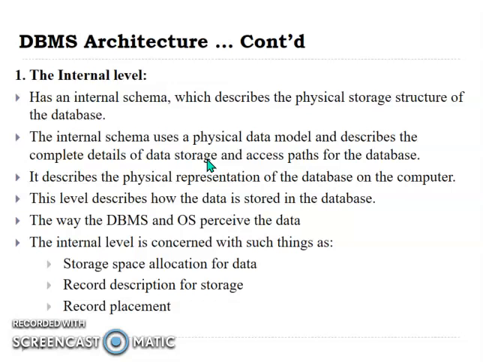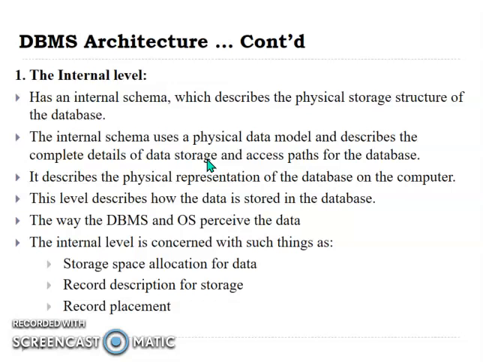The second is to describe the details of data storage. The third is to specify or describe the access path of the database. So the functionality of this internal level is, first, to describe the physical storage structure of the database, and second, to identify or describe the access path of the database.